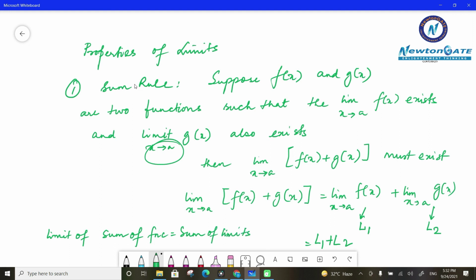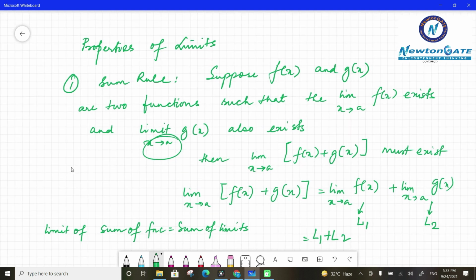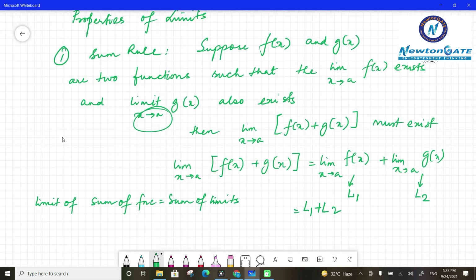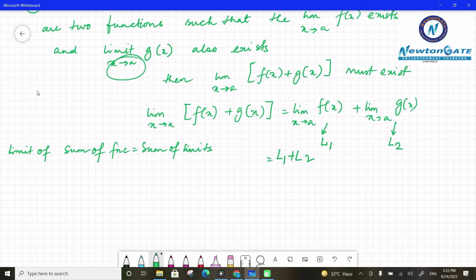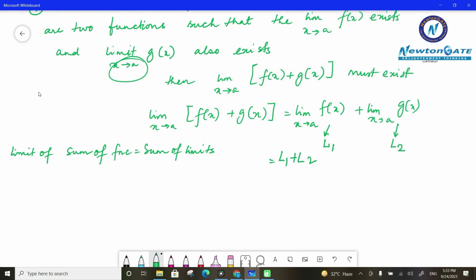If I am adding two functions together and then trying to find the limit, it will be the same as finding the limits separately and adding them. But a very important thing is both of them have to exist. It's not like one will exist and the other will not; then it's not possible. So let us do a very quick proof for this sum. As I have already taken L1 and L2 to be the individual function limits, I am taking the same thing here. Again I am proving it with the epsilon delta method.